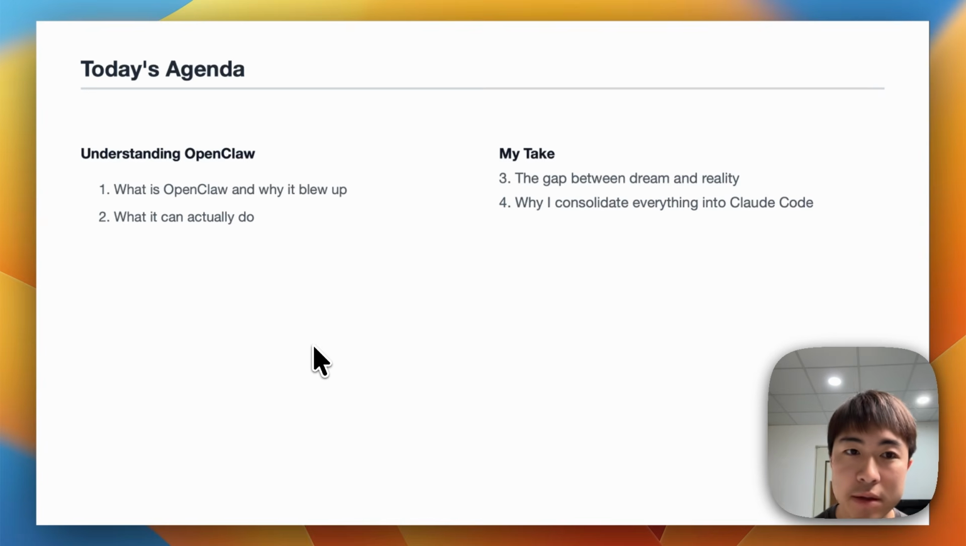So here's what we are covering today. First, what OpenClaw actually is and why it blew up so fast. Then I will show you what it can actually do, because honestly, some of it's pretty amazing. After that, we'll talk about the gap between dream and reality: the setup complexity, the security concern that comes with open source tools having full access to your laptop, and the cost. And then, the main thing I want to share: OpenClaw showed me what the future of AI assistants looks like. But I realized I can build the same thing myself with Claude Code, why that matters, and how I actually do it. Let's get started.